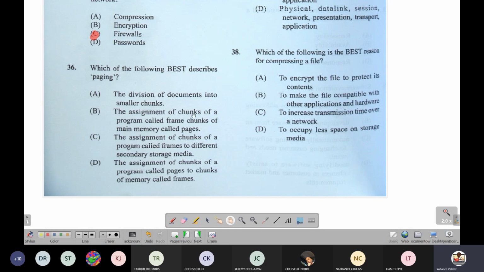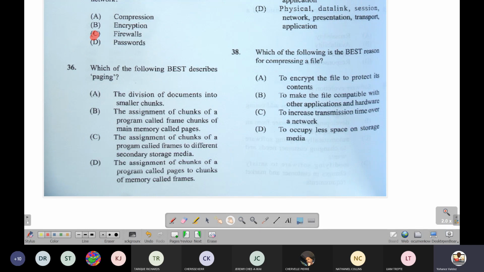The assignment of chunks of a program called frames to chunks of main memory called pages, the assignment of chunks of a program called frames to different secondary storage media, or the assignment of chunks of a program called pages to chunks of memory called frames, right? I'm leaning towards D here, because I don't really like how they say memory inside of here.